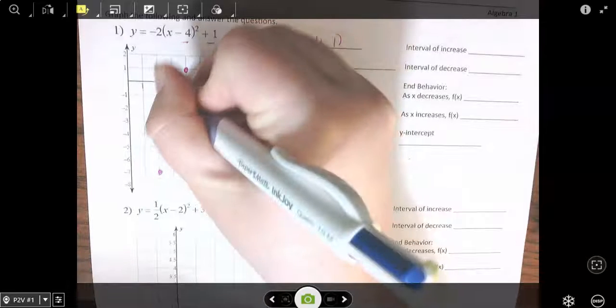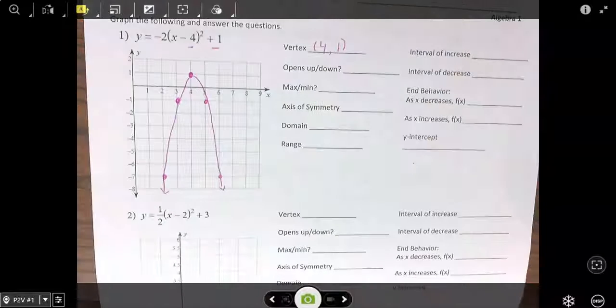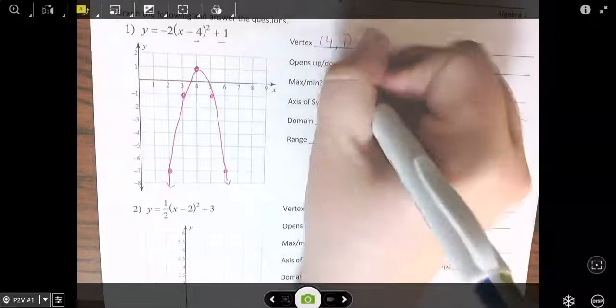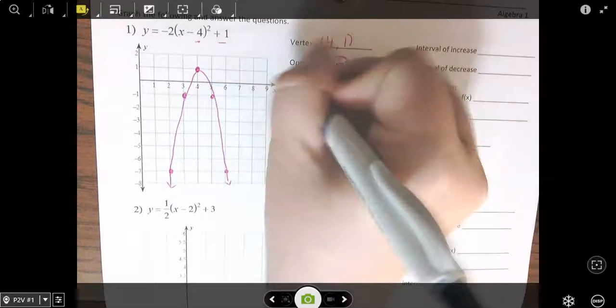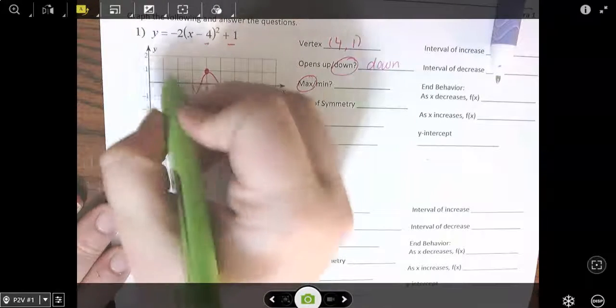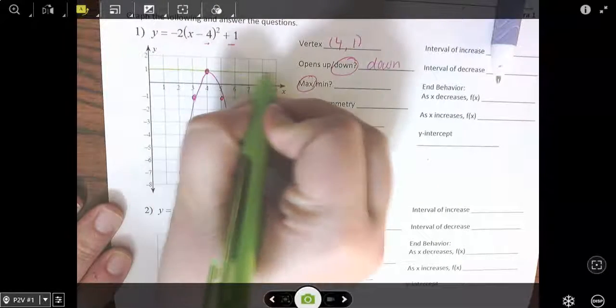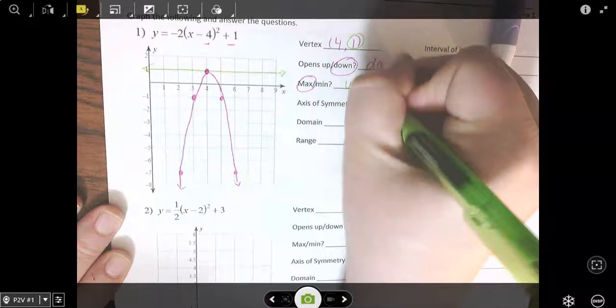So that's your parabola. And you can see that it opens down. It's got a maximum point. Your maximum is the y value of your vertex. So this is going to be y = 1.